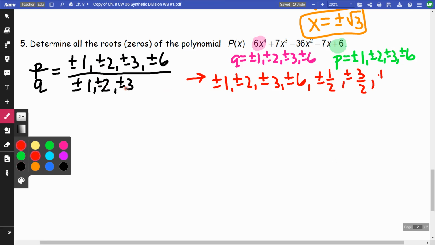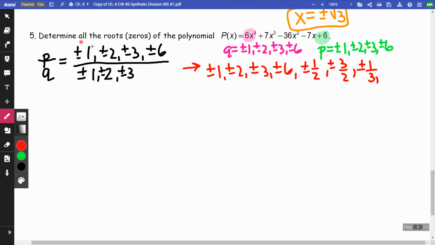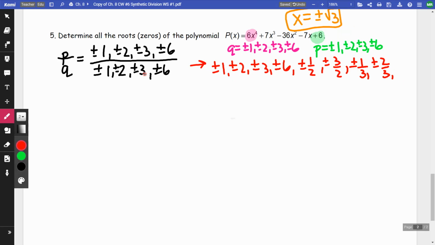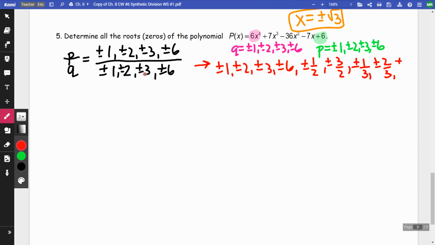So I get a 1/3. 2 over 3, so I have a 2/3. 3 over 3 is a 1. 6 over 3 is a 2. I already have 1 and 2. Then I need to put this over the 6. So 1 over 6. So I'm going to have a 1/6.